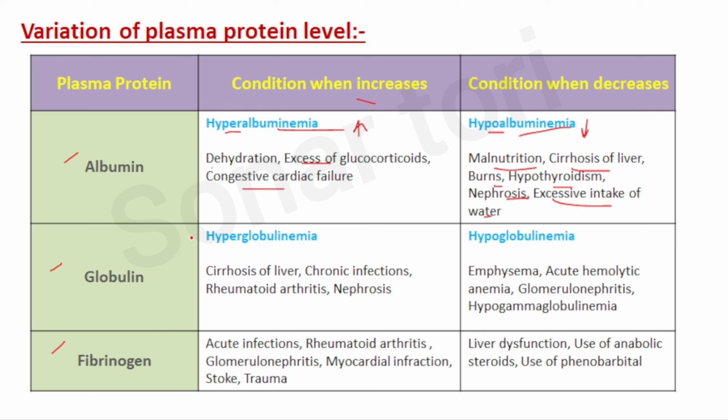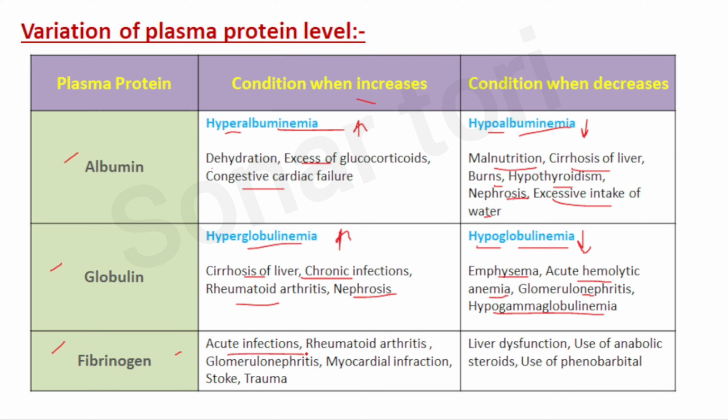And the condition when the globulin level is increased is called hyperglobulinemia. Cirrhosis of liver, chronic infection, rheumatoid arthritis, nephrosis occur. And the condition when the globulin level is decreased is called hypoglobulinemia. Emphysema, acute hemolytic anemia, glomerulonephritis, hypogammaglobulinemia occur. Then the fibrinogen.